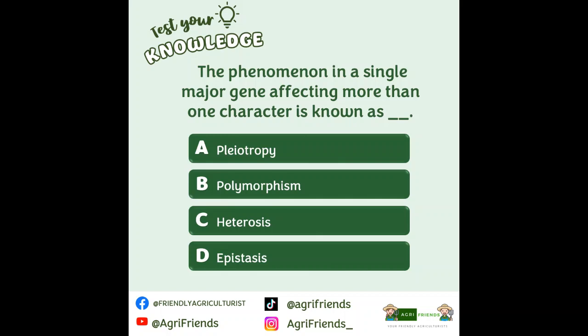Next, the phenomenon in which a single major gene affects more than one character is known as A, pleiotropy, B, polymorphism, C, heterosis, or D, epistasis. The answer is pleiotropy. Epistasis is where one gene affects the expression of another gene located at a different location. Heterosis, on the other hand, is the phenomenon in which the progeny have better characteristics compared to both parents. Polymorphism, from poly meaning many, morph meaning structure, so this is the occurrence of two or more clearly different morphs or forms, also referred to as the alternative phenotypes in the population of a species.